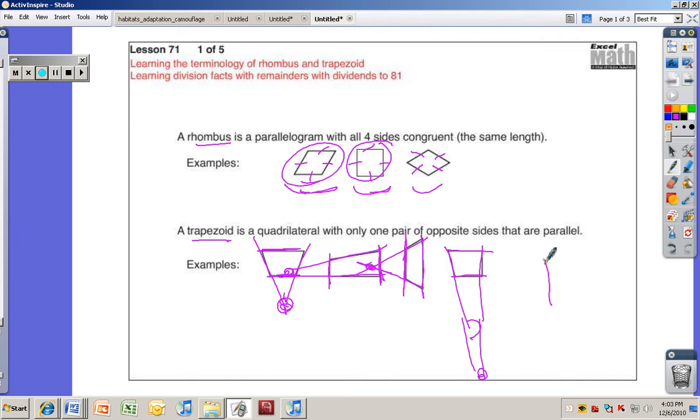Think of it this way. If you're walking into a trapezoid, the ceiling starts coming down, and you're going to get trapped as you walk into here. That's kind of how I remember it. It's a trapezoid.